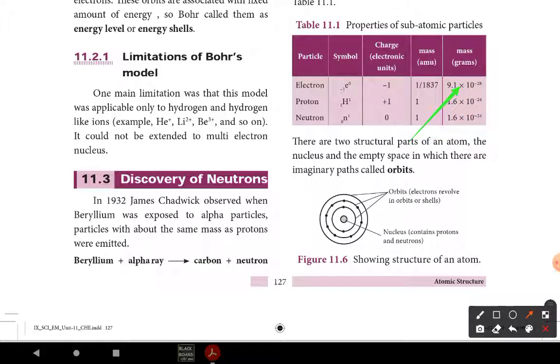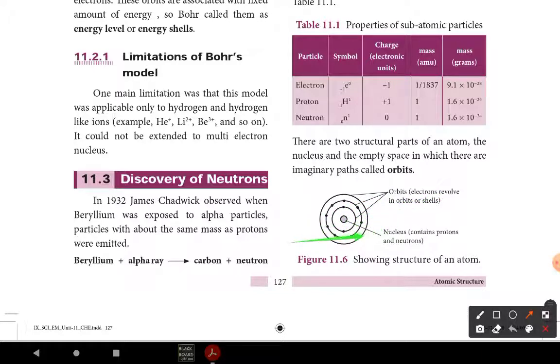Okay, there are two structural parts of an atom, the nucleus and the empty space in which there are imaginary parts called orbits. You know what he is saying? An atom has the central part called the nucleus and an empty space in which there are imaginary paths. Nobody has drawn circles or circular paths there, it is an imaginary path. The names of the paths are called orbits. Electrons revolve in orbits or shells.